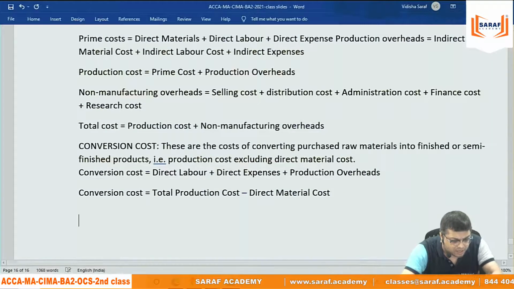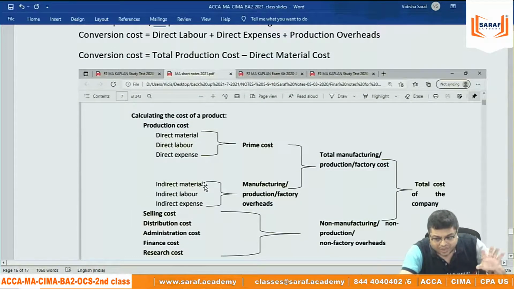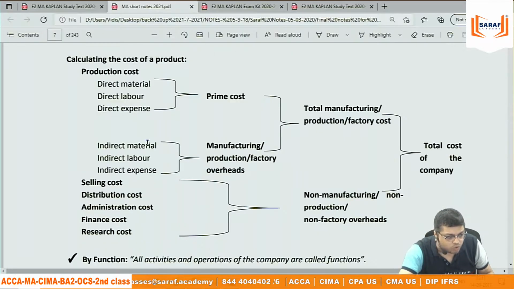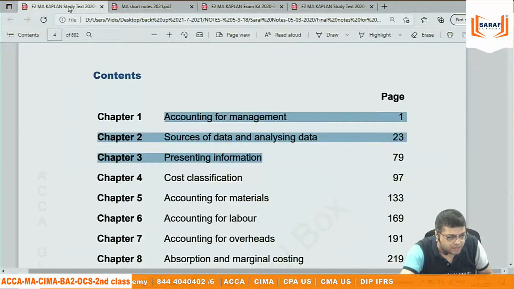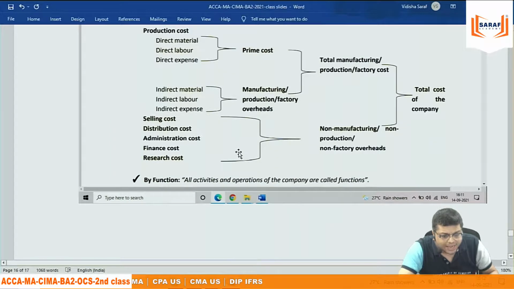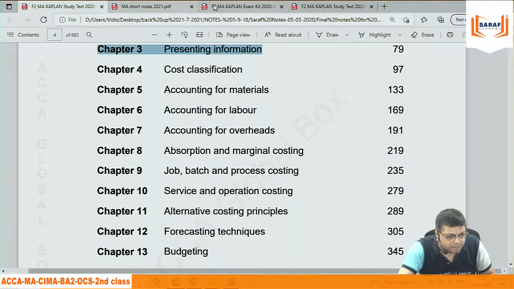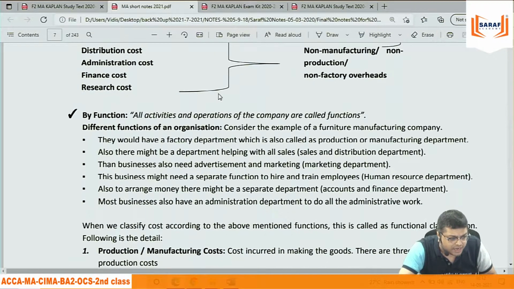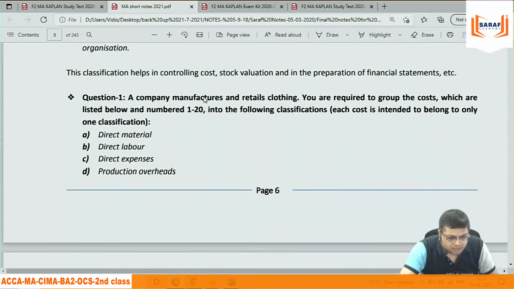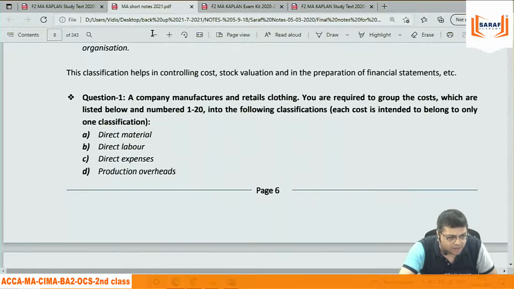Why am I pasting this? You all need to understand how to make your notes. Something very important, something you need to remember, because every time you cannot open the short notes, Kaplan kit, or study text, you will get puzzled. You will make your own notes so that later when you study, you refer only to your notes. Some important areas related to the classification of cost are taken from here. Based on this, the questions are there in the short notes, the study text, and the exam kit, everywhere.